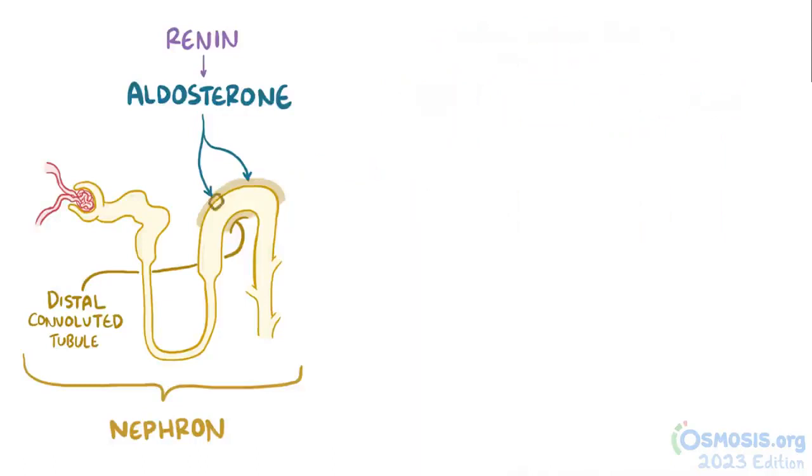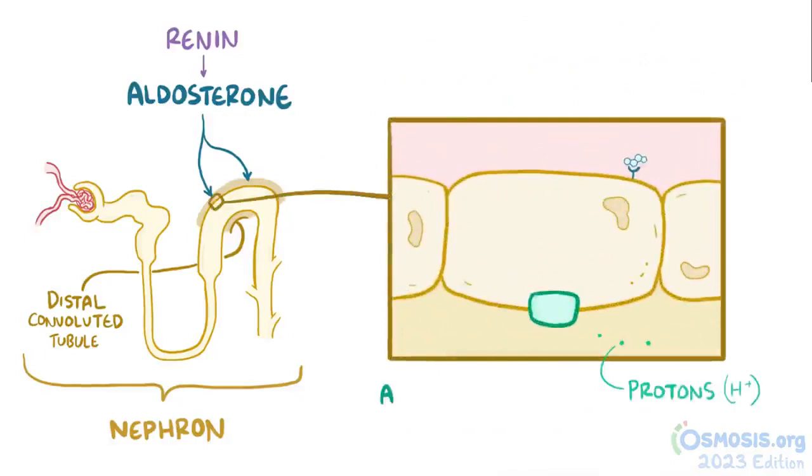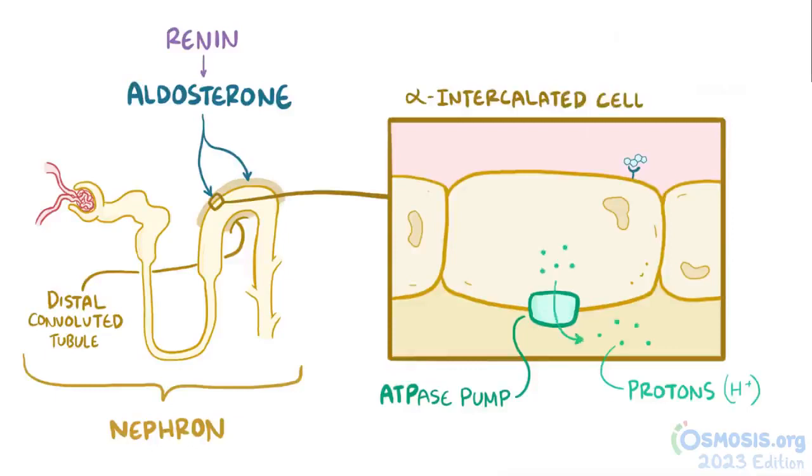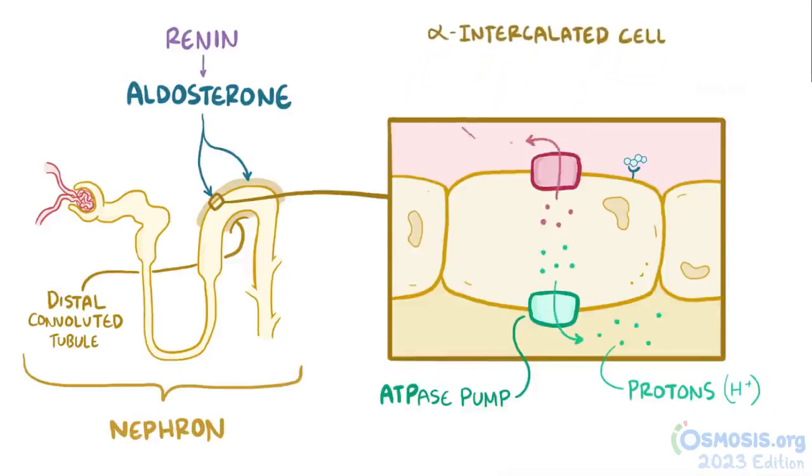The other function of aldosterone is to stimulate the proton ATPase pumps in alpha intercalated cells, which causes more protons to get excreted into the urine. Meanwhile, ion exchangers on the basal surface of the cell move the negatively charged bicarbonate ion into the extracellular space, causing an increase in pH.